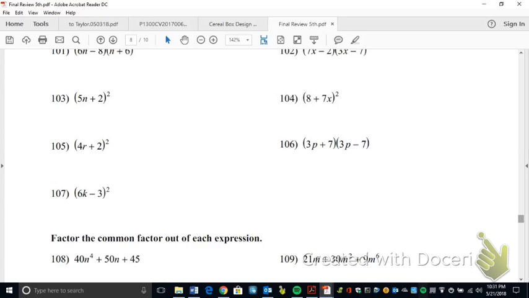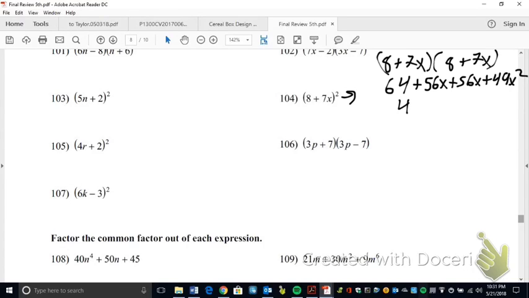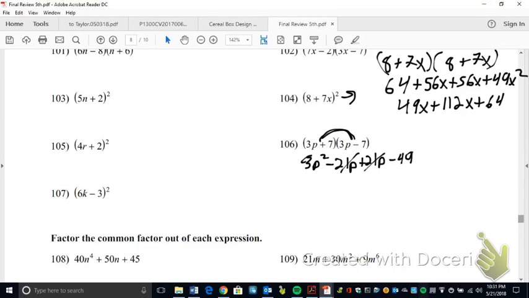Okay. Now, if we have a square, what that means is we're just multiplying it by itself. So that's how that would look. Now, what I really want to look at here is 106. Now, 106, we have what is called the difference of squares. Now we're multiplying again, so we're going to watch what happens when we write this out. We get 9p squared minus 21p plus 21p minus 49. Now those 21p's cancel out, so we end up with 9p squared minus 49.